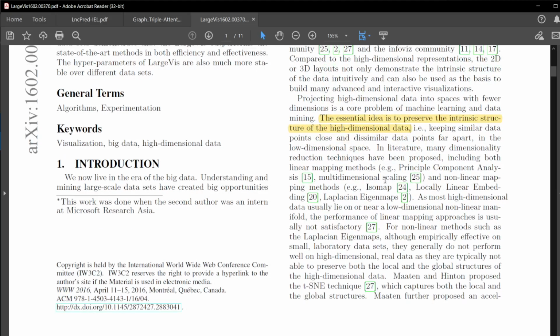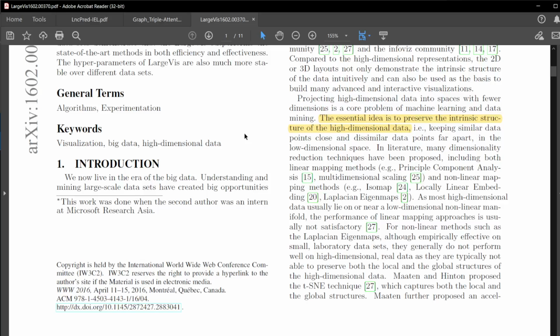As most high-dimensional data usually lie on or near a low-dimensional nonlinear manifold, the performance of linear mapping approaches is usually not satisfactory. For nonlinear methods such as Laplacian eigenmaps, although empirically effective on small, laboratory data sets, they generally do not perform well on high-dimensional, real data as they are typically not able to preserve both the local and the global structures of the high-dimensional data. Van der Maaten and Hinton proposed the t-SNE technique, which captures both the local and the global structures.